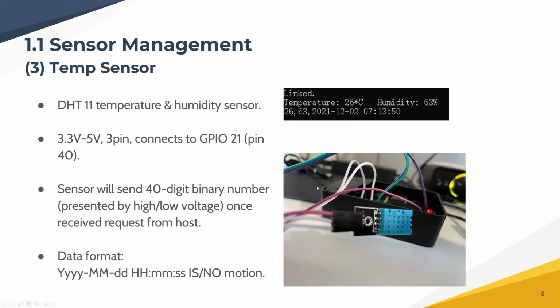And about the temperature sensor, which is a DHT11, it also has three pins. Either 5 volts or 3 volts works well, and it has the middle wire as the data and the right one as the ground. Different from simple high or low voltage, the temperature sensor will send a 40-digit binary number once it receives the request from the host. This 40-digit binary number shows the humidity and the temperature.